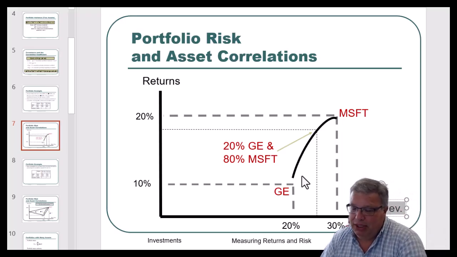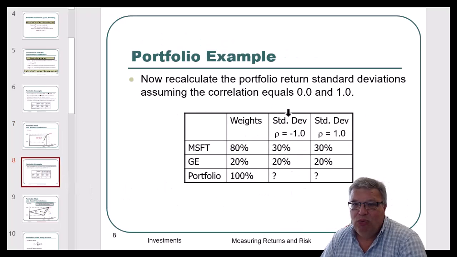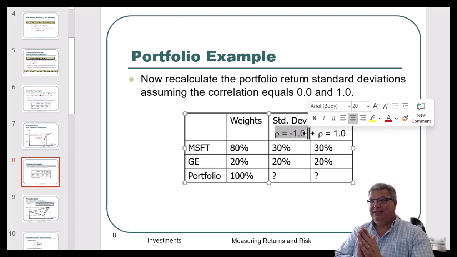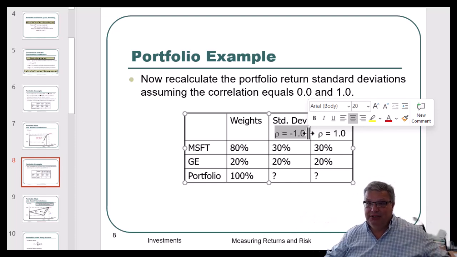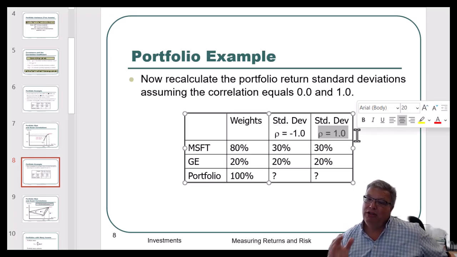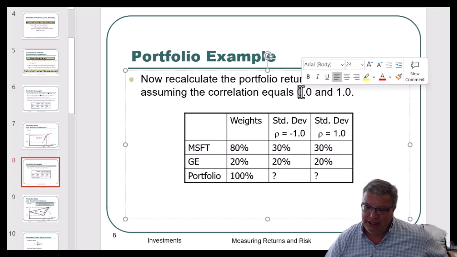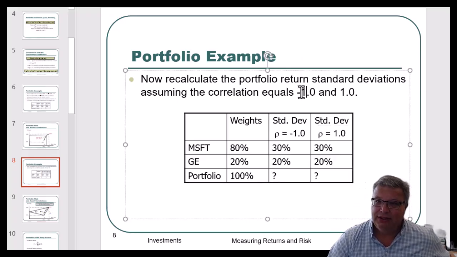Let's look at two extremes of the possible combinations of these two stocks. The extremes I'm going to talk about are what happens if the correlation coefficient is -1, meaning the stocks move in opposite directions, and the correlation coefficient is +1, meaning they work perfectly together. In fact, this right here should be -1. Sorry about that.